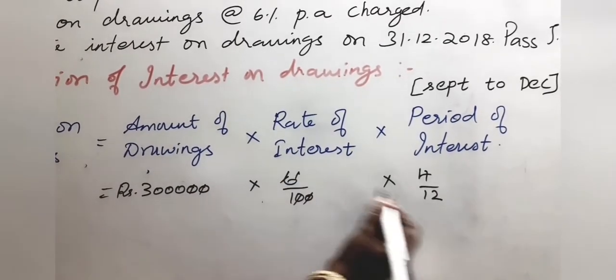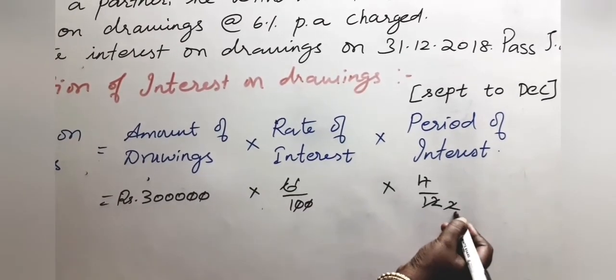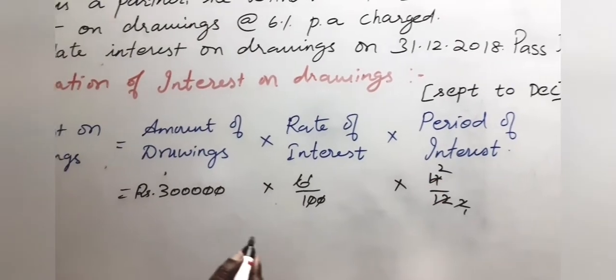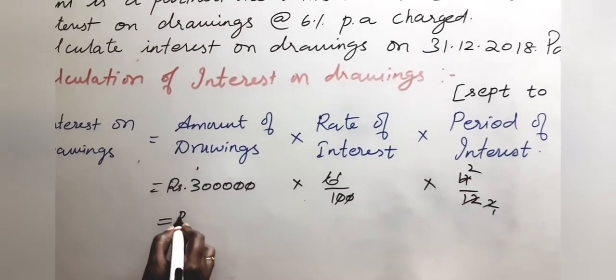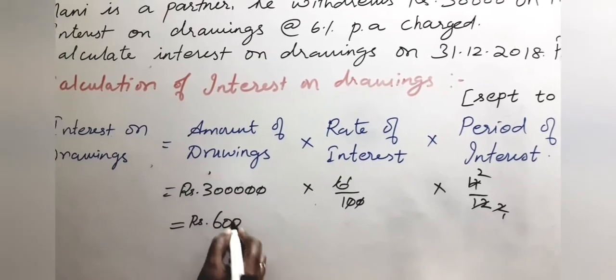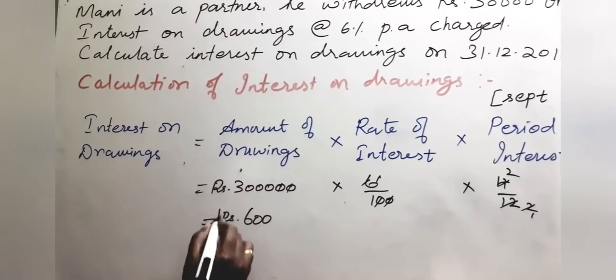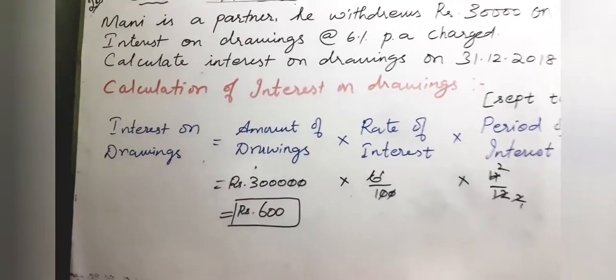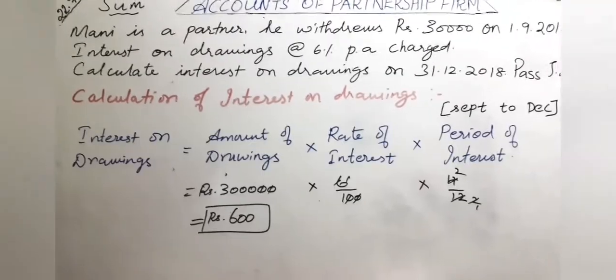So 1 6 are 6 and 2 6 are 12. 1 2 is 2, 2 2s are 4. So the amount is rupees 600. You got me, students? So this is your interest on drawing. Now we want to post journal entries.